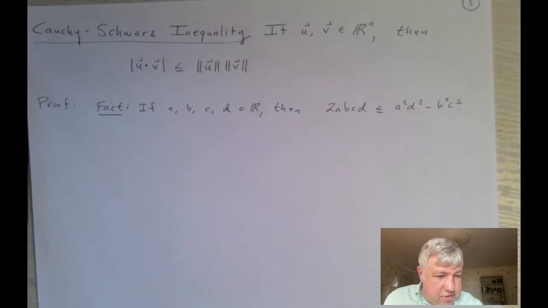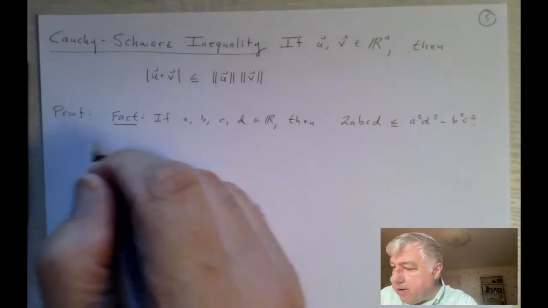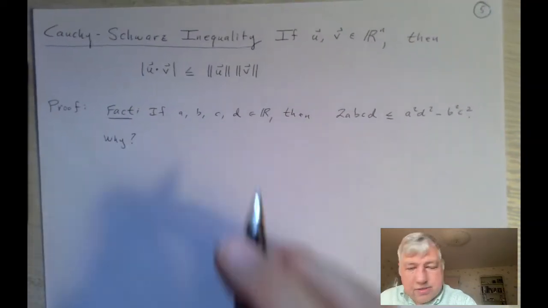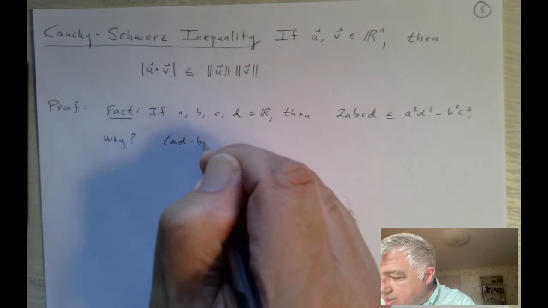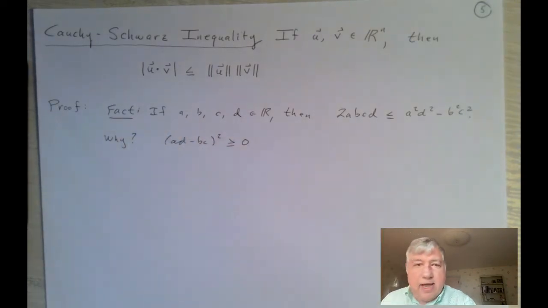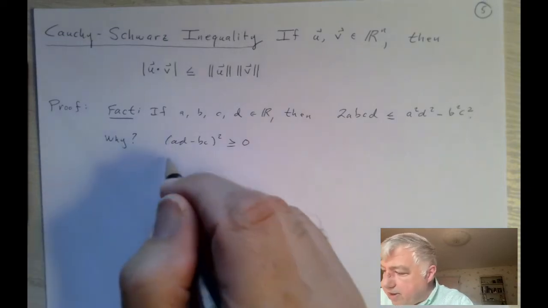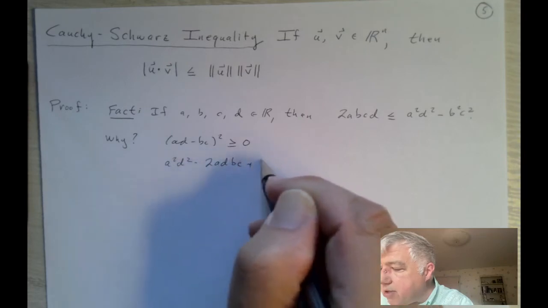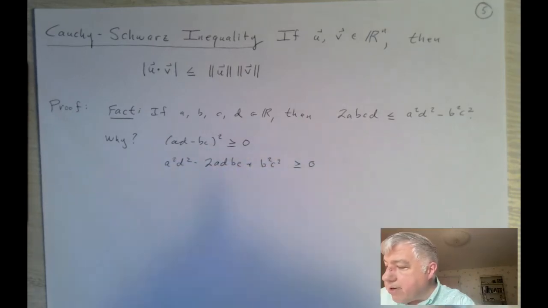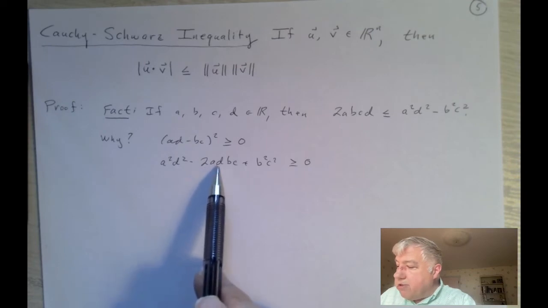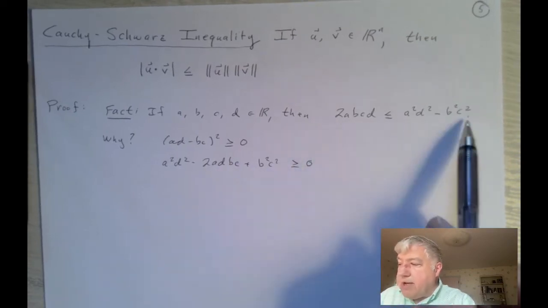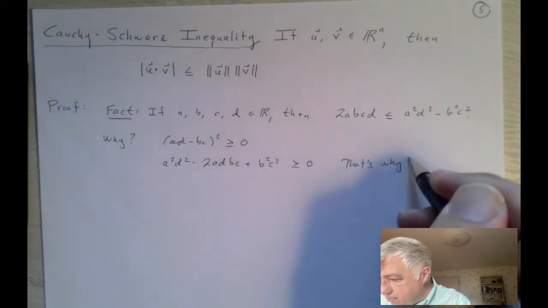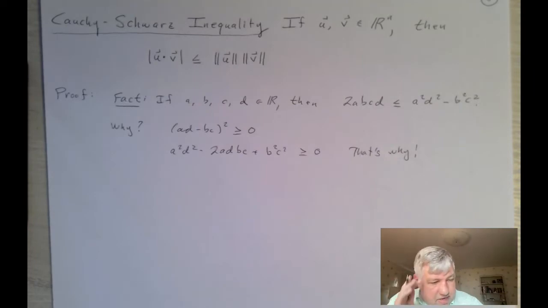But it can be proven from the following. Why? Well, because we know that (AD minus BC) squared is always non-negative, because anything squared is non-negative. If we multiply this out, we get A squared D squared minus 2ADBC plus B squared C squared is greater than or equal to 0. Then we can take this middle term over to the other side, and we get this. So that's why. All right, so we're going to be using that.